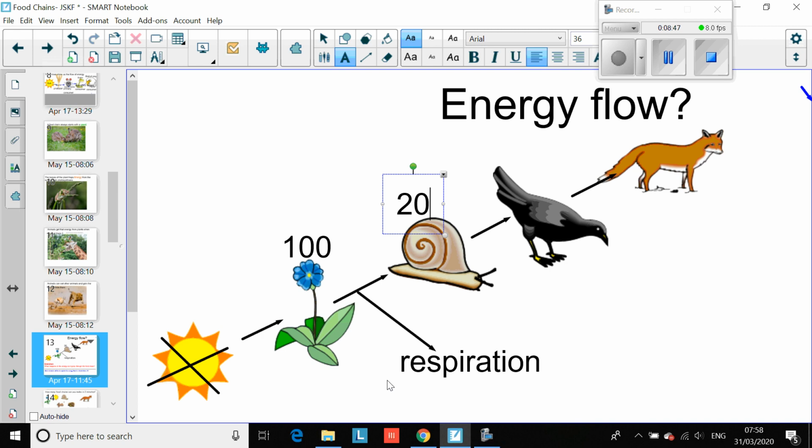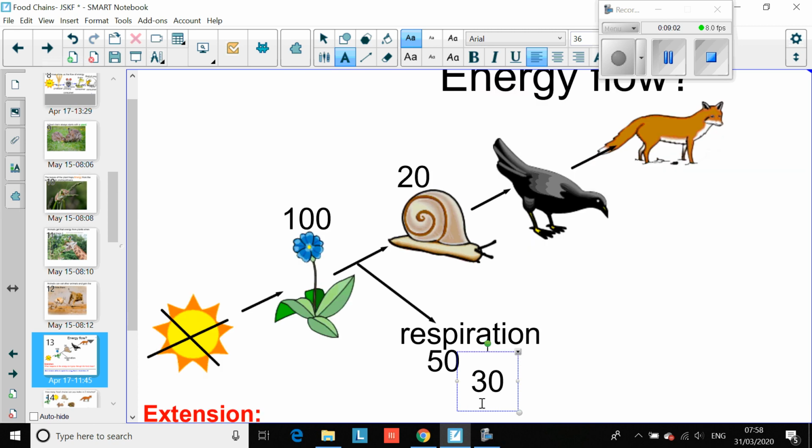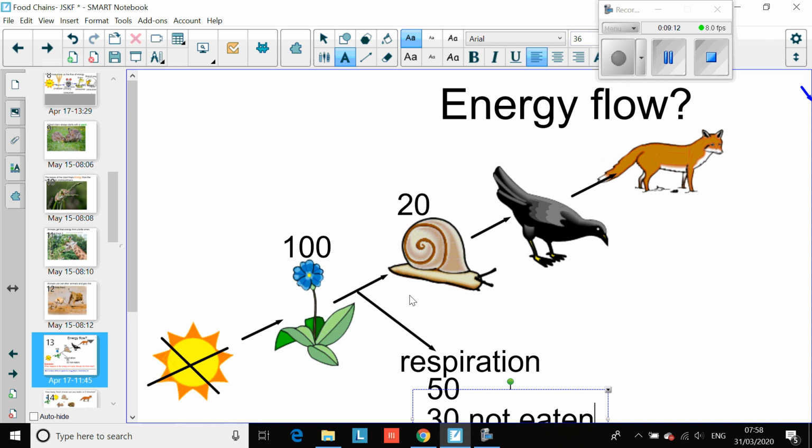Okay, so we'd say respiration maybe 50 joules, and then 30 joules is left, 30 not eaten. Okay, but therefore only 20 joules of energy actually makes it up to the next level.